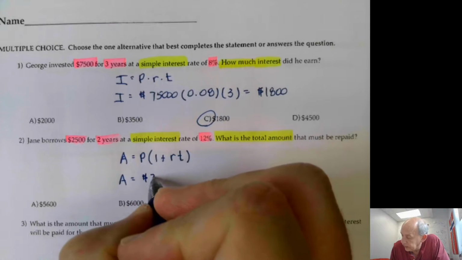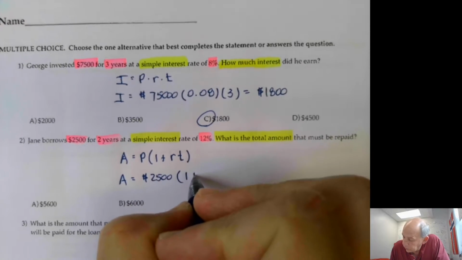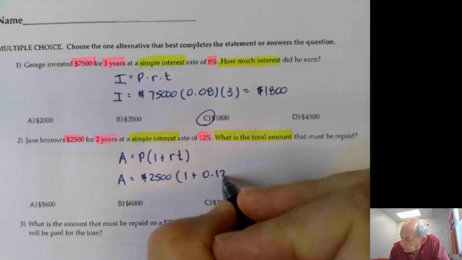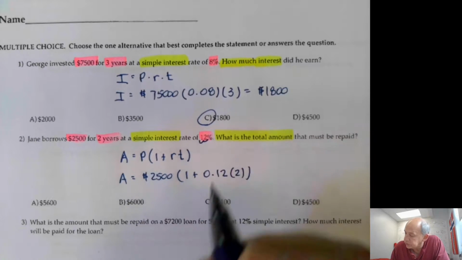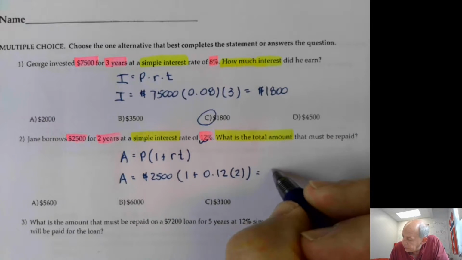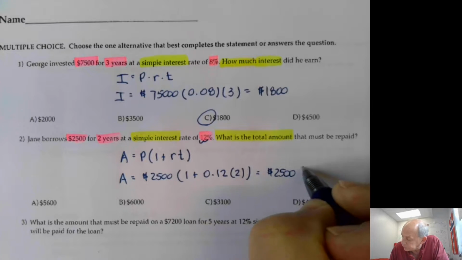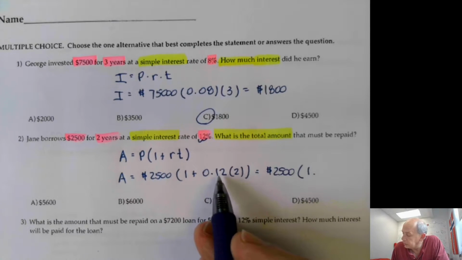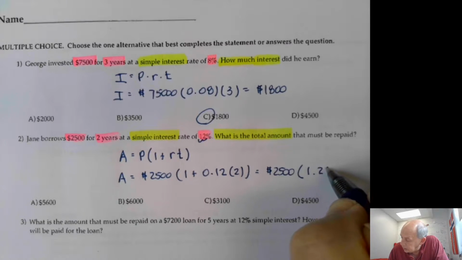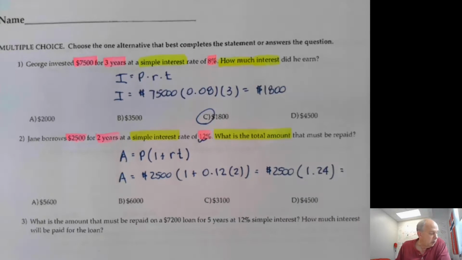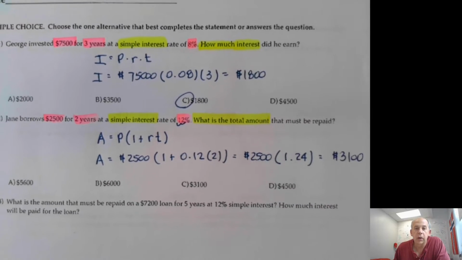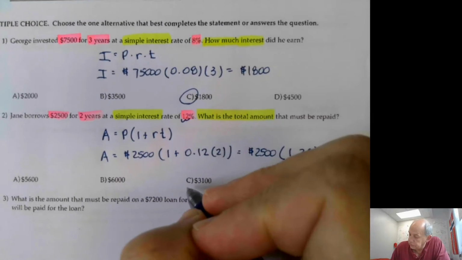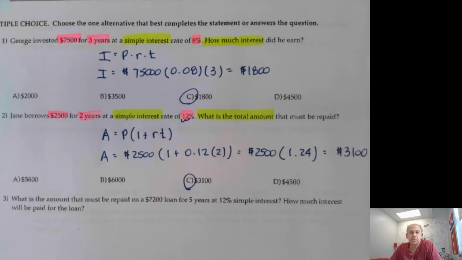So I have 2,500. My interest rate is 12%. Don't forget to flip that to a decimal. Move the decimal over 2 places, 1, 2. So what I have now is 2,500 times 1.12 times 2 is 24, and when I multiply those two numbers together, I get $3,100. So my answer for number 2 is C. Okay, so there's how you do one like that from start to finish.